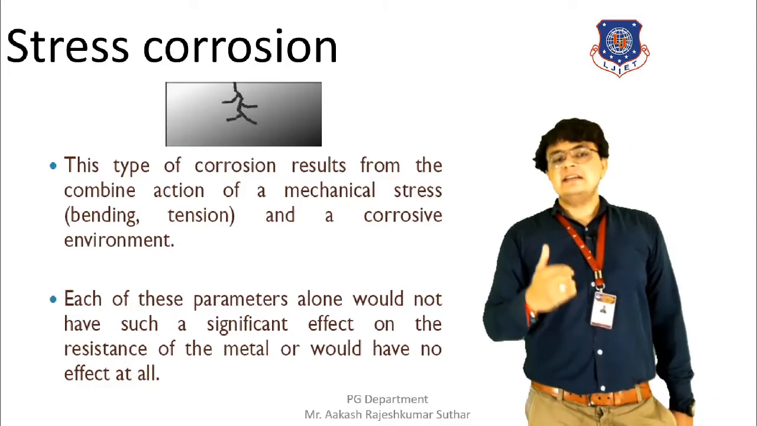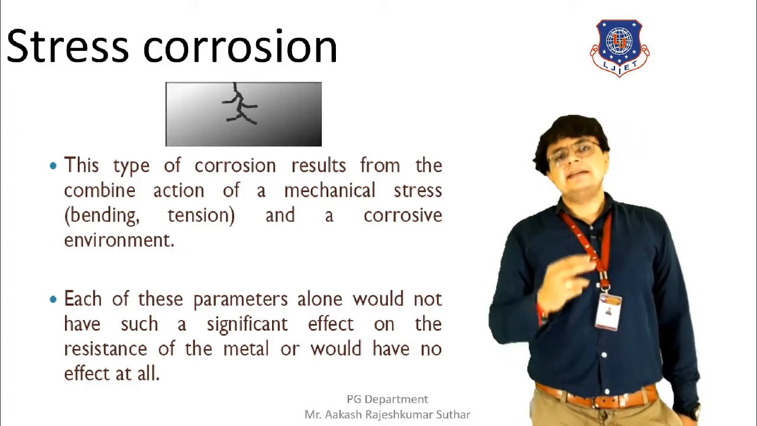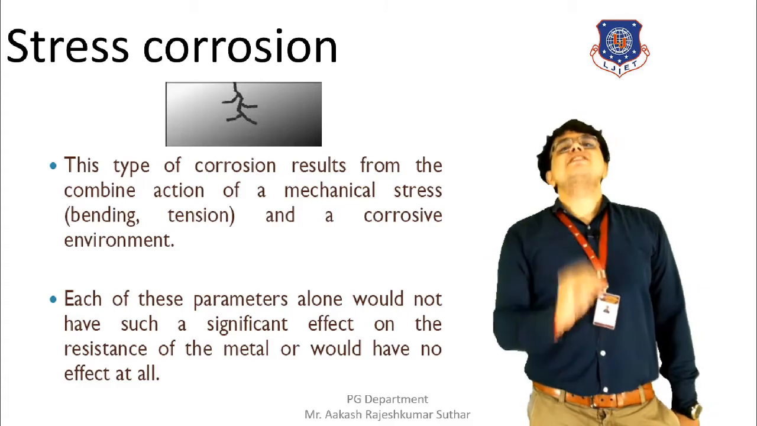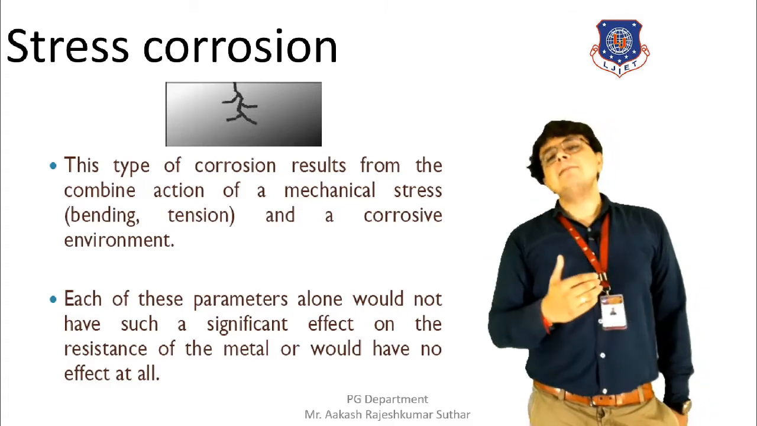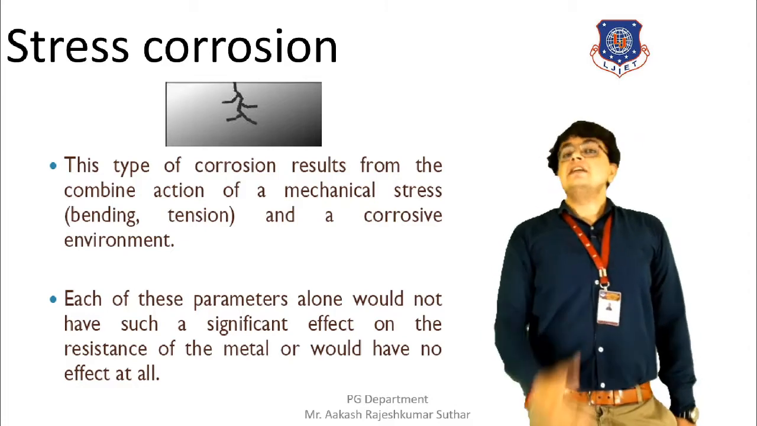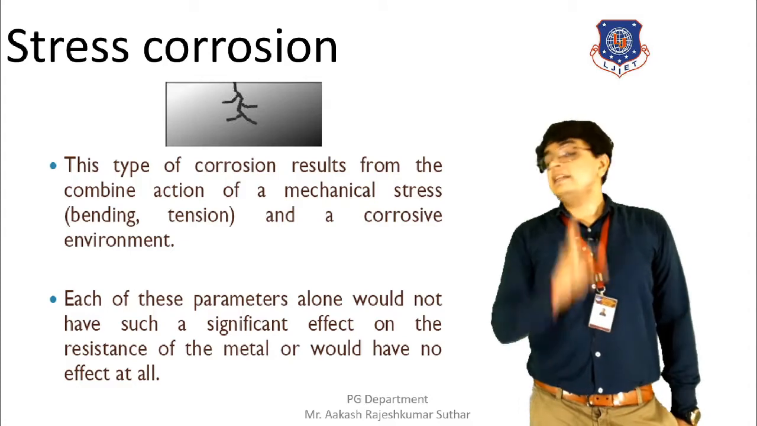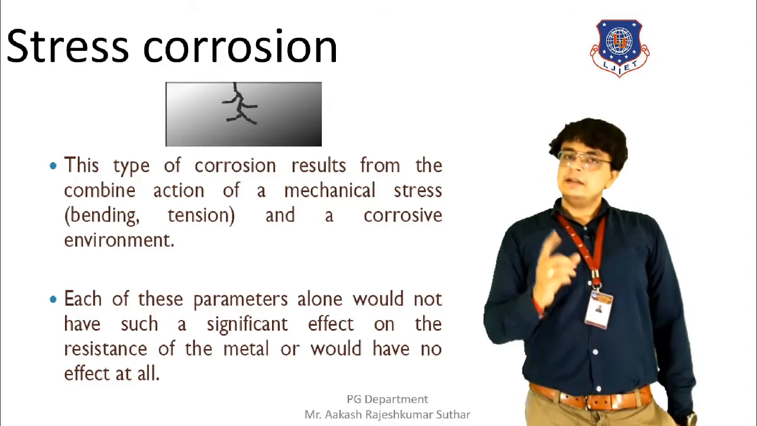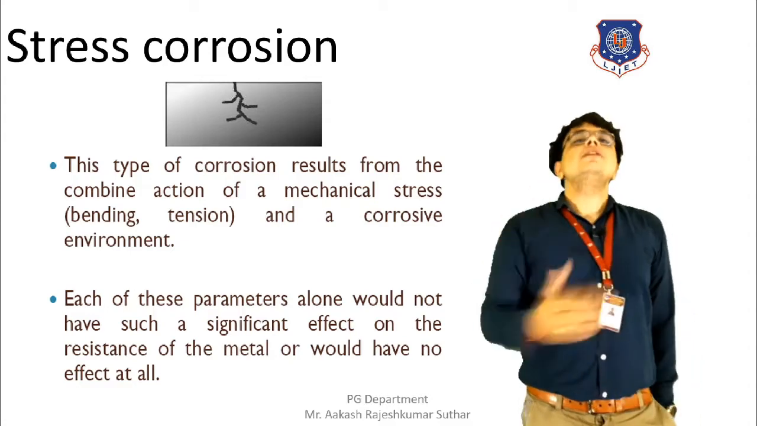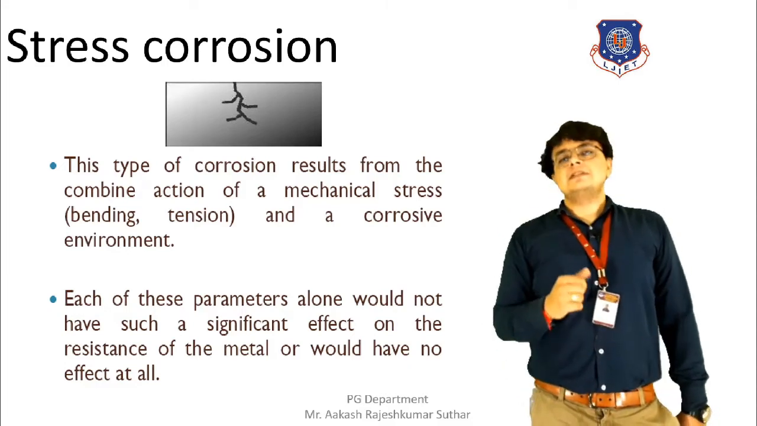And it is a kind of combined stress. We can say that the bending stress and the tension stress that has been found in the metal will result in the stress corrosion. Because of the combined effect of the tension stress and the bending stress, the corrosion will take place. Singly, it will not happen. But on the combination of these two types of stresses, the corrosion will take place.